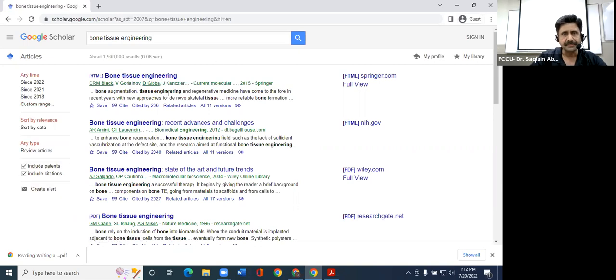At the top, I'm seeing a Springer paper, a Current Molecular journal paper from 2015. I can see that it has 206 citations. Then in the next paper, I can see this paper was cited by 2040 people. The next, third paper is cited by 2027 people. So I'm looking at any time.